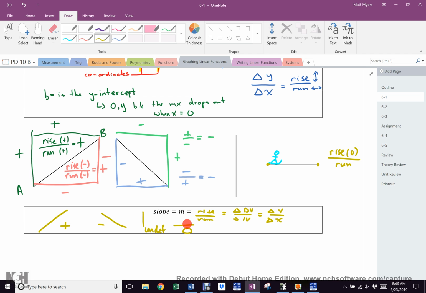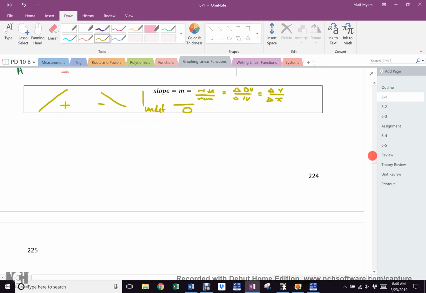Now, how many times in the last couple of moments, pre the snowboarding discussion, did I say the word slope? A lot. How many different iterations of slope are there? A lot. How important is slope to this graphing unit? Very. Turn the page over.